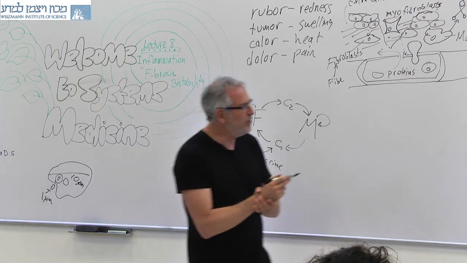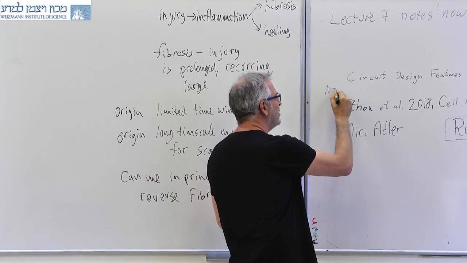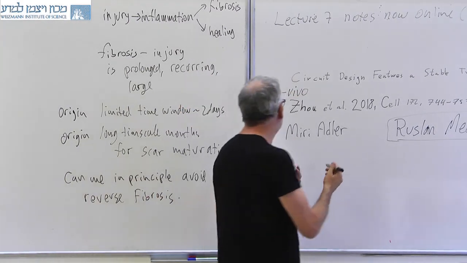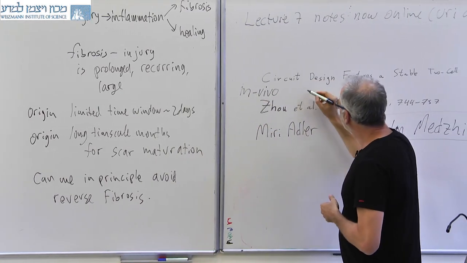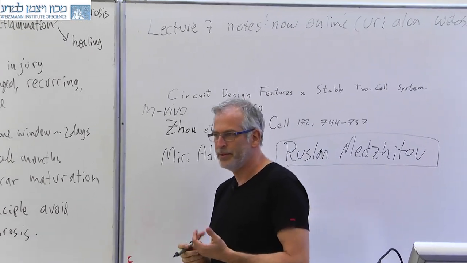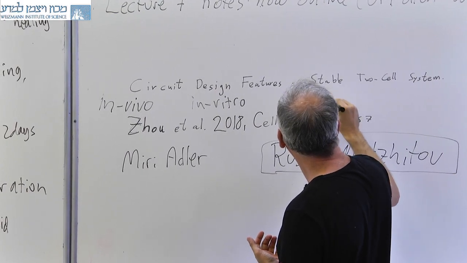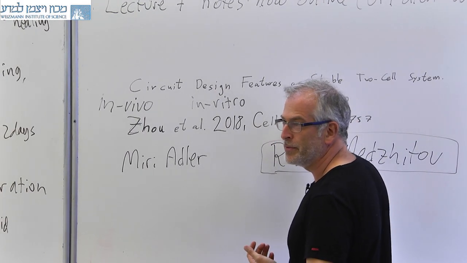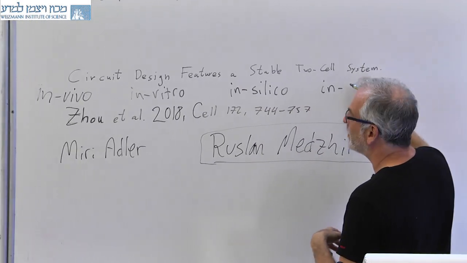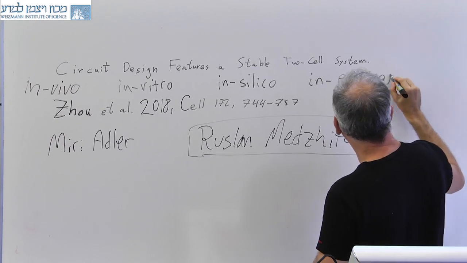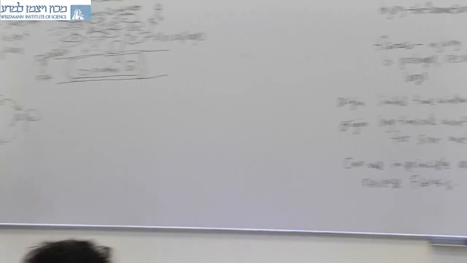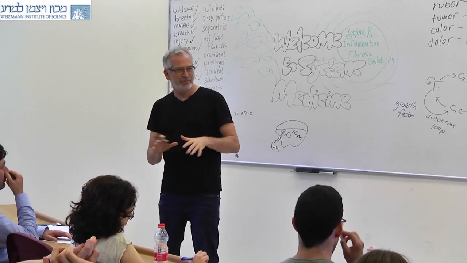That's in vitro, this approach. So we have this Latin, today is a Latin day. In vivo means inside the living organism, and in vitro means on a piece of glass, basically, like plastic. And we also have in silico, which means computer simulation. And we have in envelopo, which is the back of an envelope calculation, like what we'll do here. I just made that up. These are the four major tools of systems medicine.